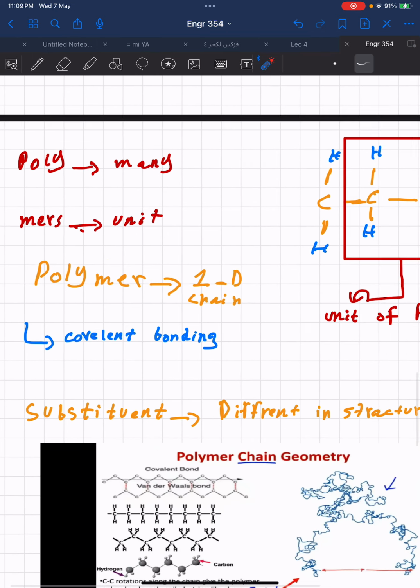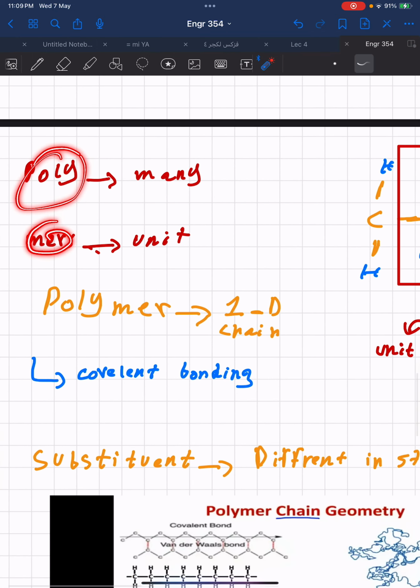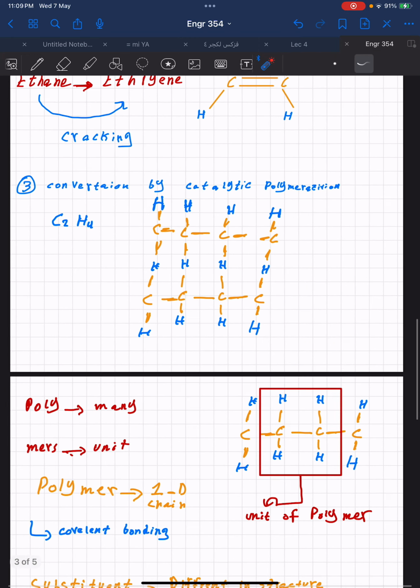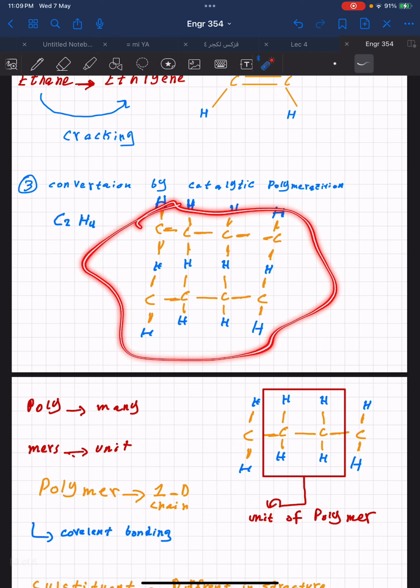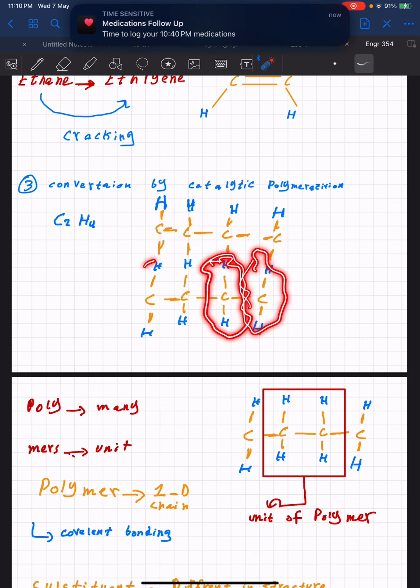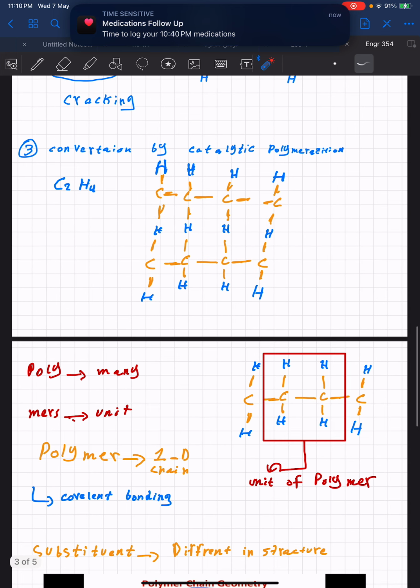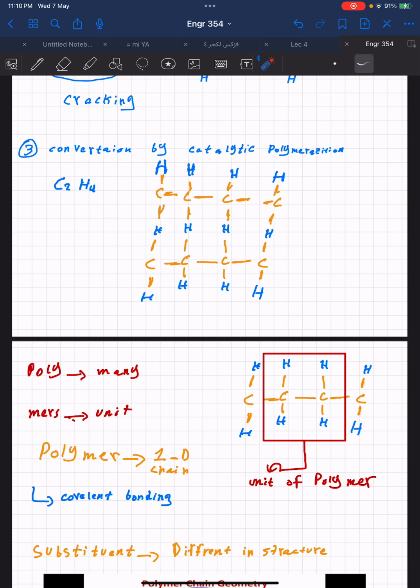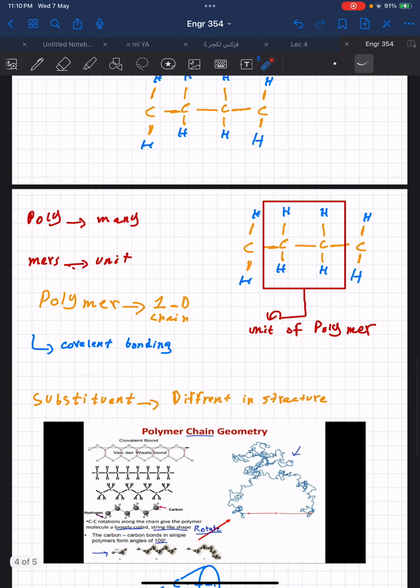So, poly and mer, it comes from the Greek words. Poly means many, mers means unit. So, if we look at this, and we will call it a polymer, which means we have many units of a certain compound, which is this one here. Okay, so this is a polymer. It's many repeated units of a certain mixture.